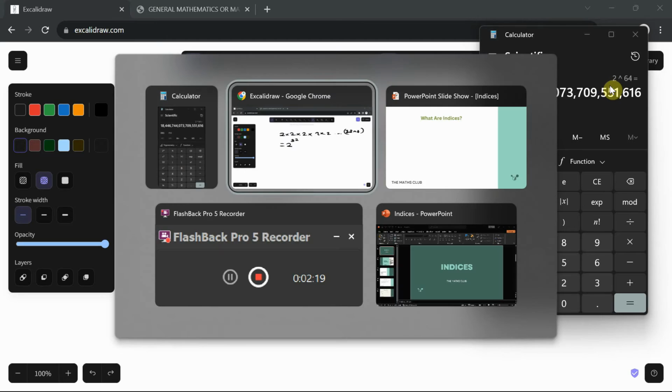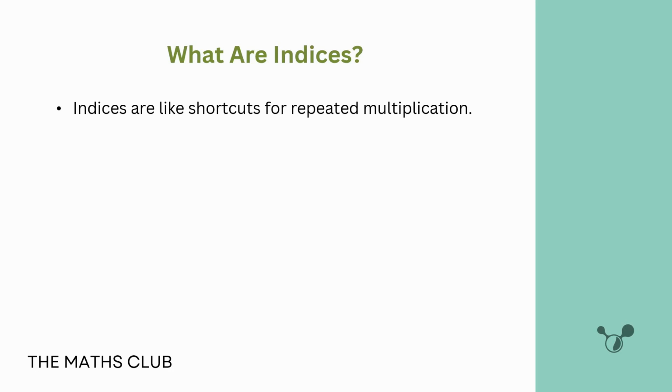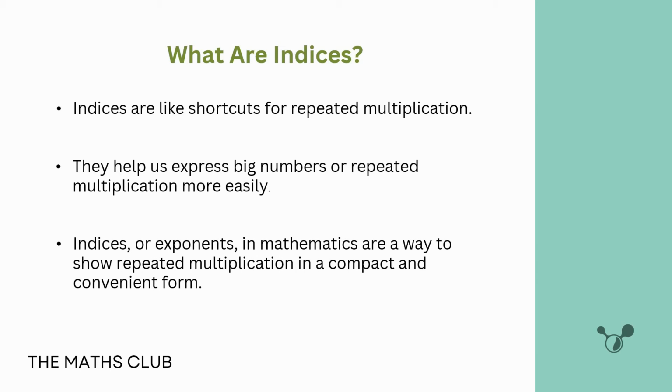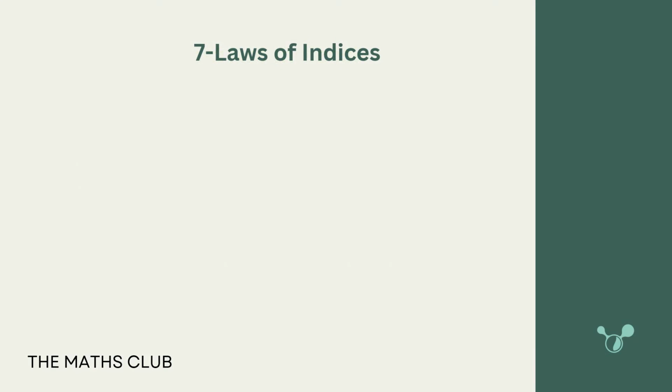So let's look at what indices are in general. Indices are shortcuts for repeated multiplication. They help us to express big numbers or repeated multiplication more easily. Indices or exponents in mathematics are a way to show repeated multiplication in a compact and convenient form. You can see all of this is true based on the example we started with. There are laws of indices. You could check different textbooks, there may be different numbers of laws, but basically there are 7 things that define indices.